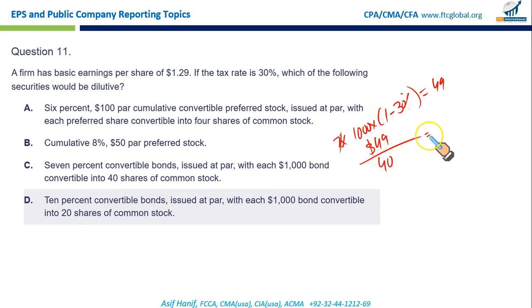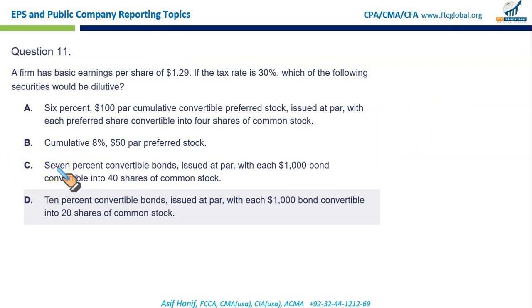Resultantly, the number we get is 1.225. This is clearly lower than our 1.29 per share basic earning per share. So these securities are dilutive, so they would be considered as dilutive.